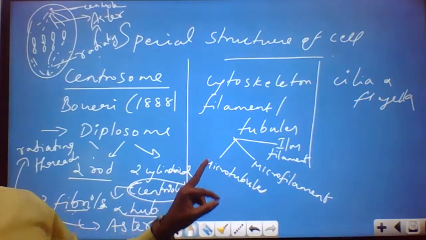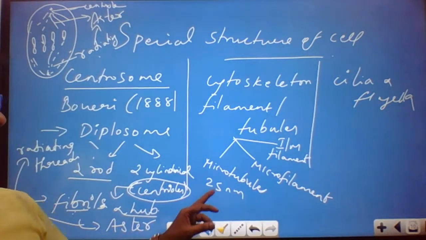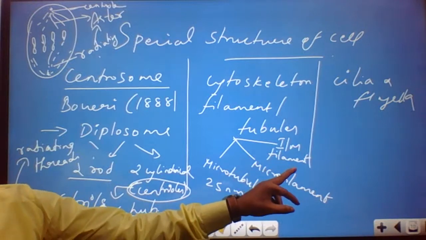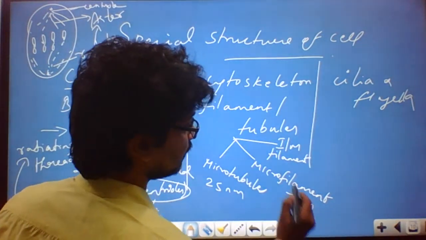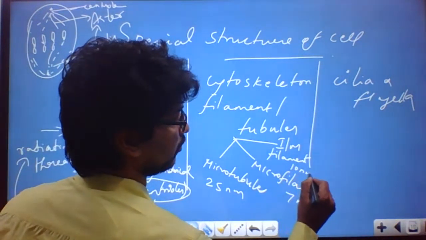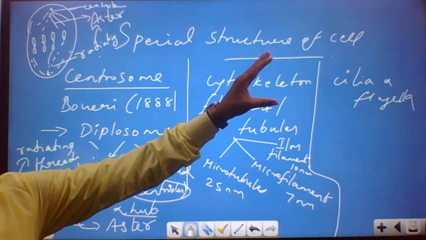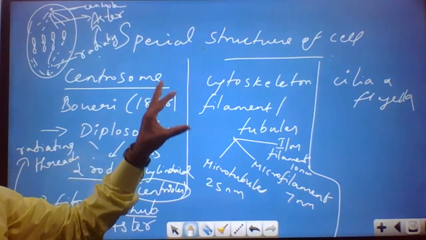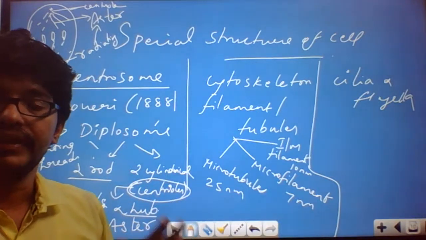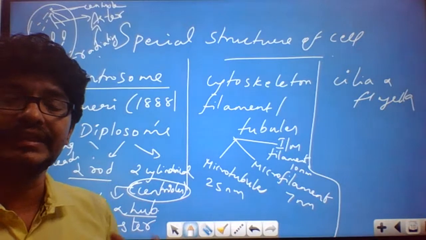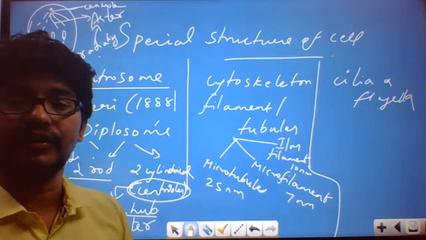When it comes to microtubules, the size is 25 nanometer. Microfilament is 7 nanometer. Intermediate filament is of size 10 nanometer. So we are discussing the special structures of the cell. Centrosome, that we discussed, is responsible for the centriole. The centriole is responsible for the fibrils, and this eventually forms the radiating thread-like formation. This we call aster.